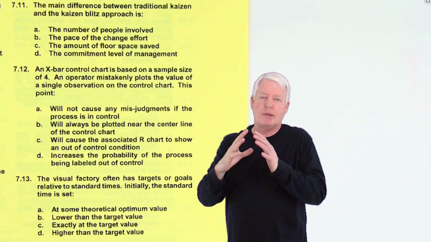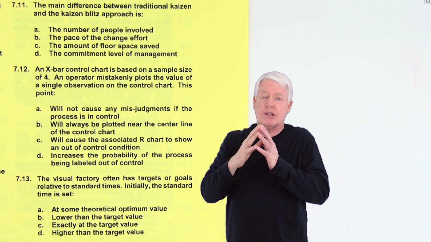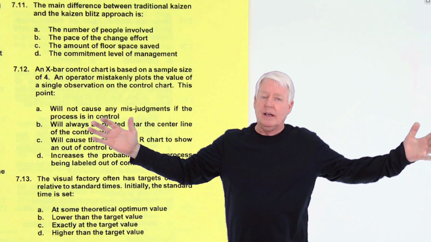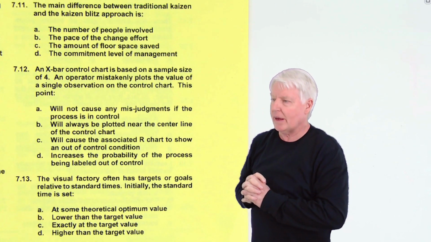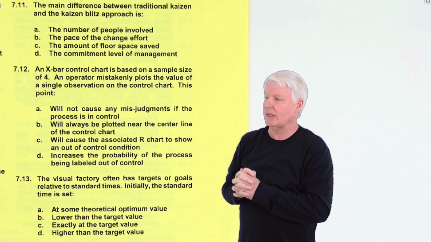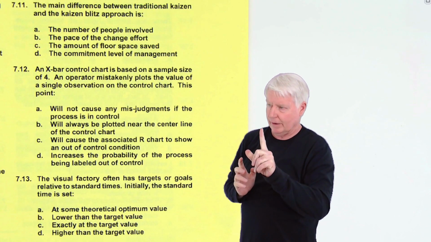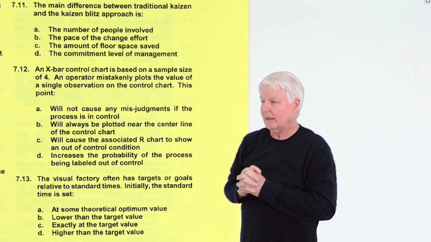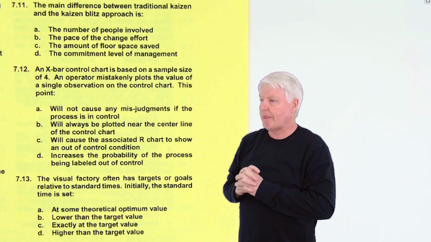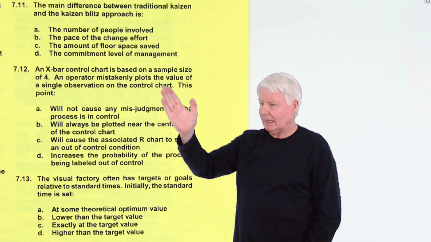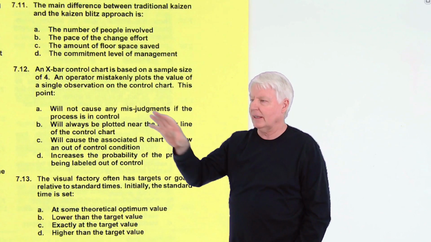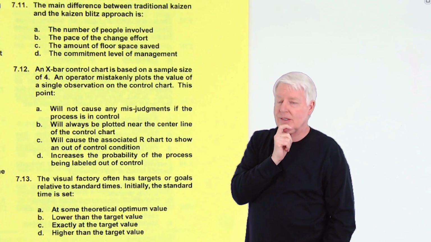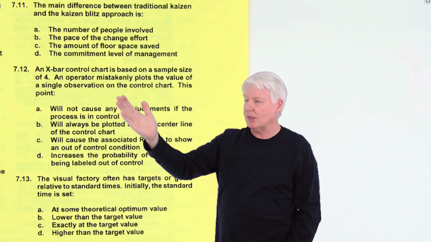What does that do to the distribution when you use 1? The distribution of sample size of 1 is much wider than the distribution of a sample size of 4 per the central limit theorem. So that number 1, they're not using the chart correctly. However, and this is the difficult part, an operator mistakenly plots the value of the single observation on the control chart. Oh, okay. No, this isn't overly tricky. I thought it said something about range, but I misinterpreted that. So yeah, they're misusing the chart.